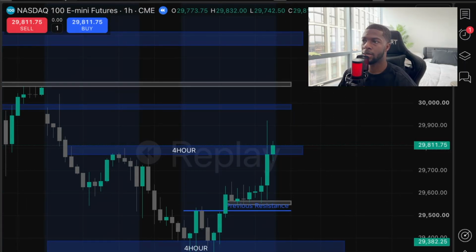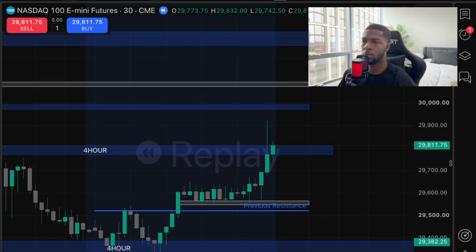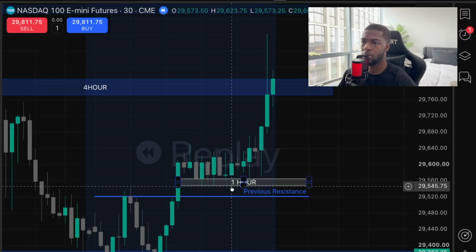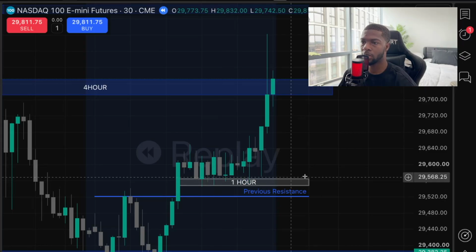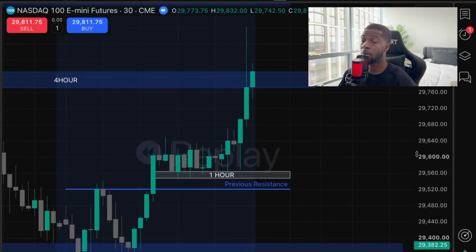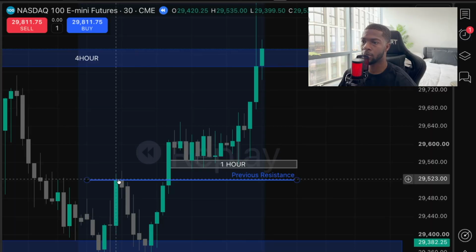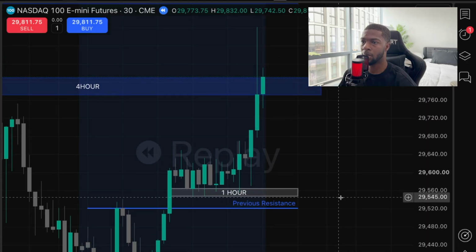Then I scaled down to the 30-minute as well. When I scaled down to that, I saw that there was an hourly / 30-minute demand zone right here that price was sitting at, or price had just broken out from. And then I also saw that there was a previous resistance, previous supply zone that price had broken through and now turned back into a demand zone.